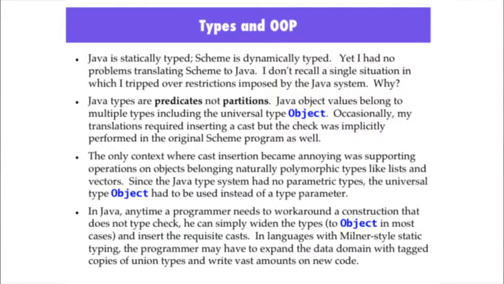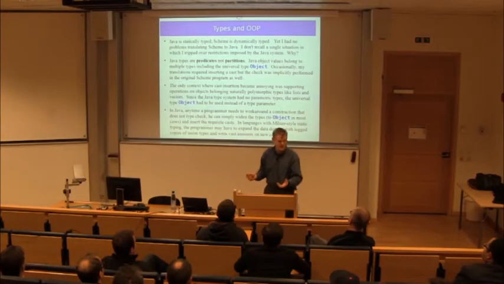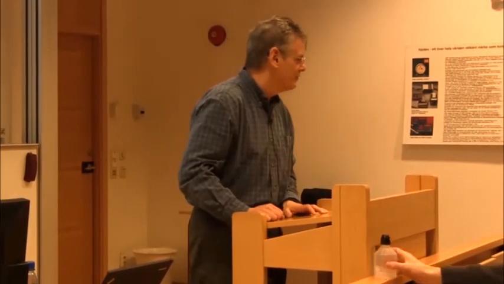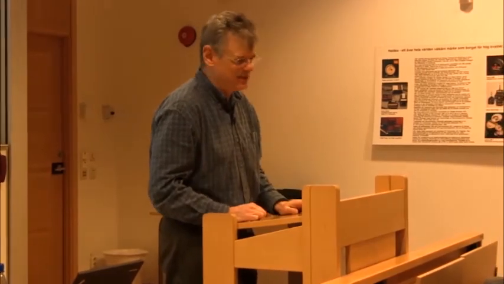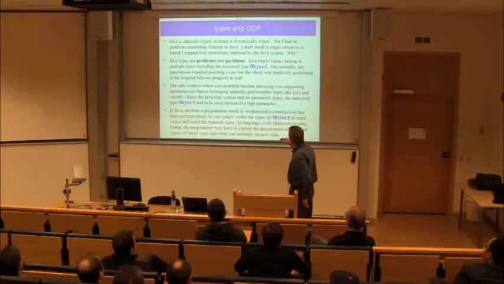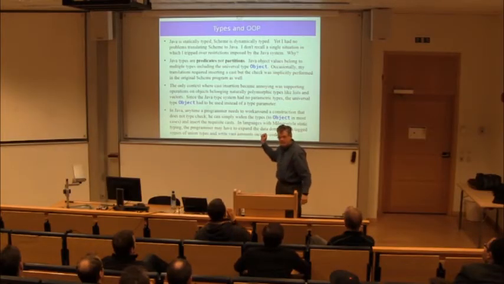Okay, but at any rate, I do these translations. Occasionally, I've got to put casts in, right? But that's no big deal. If you think about what Scheme is doing every time it's doing a runtime check, it's doing the equivalent of a cast. You just don't write them down, right? So it is wordier, but I wasn't terribly offended by the need to insert casts. There was only one context where writing casts became so overwhelmingly burdensome that I didn't like it. I said, oh, this is corrupt. This is not good. And that's when you do what's called parametric polymorphism in Java.